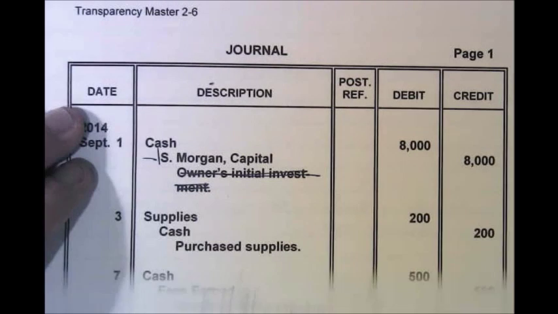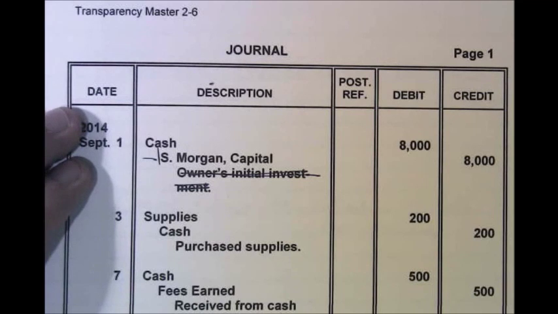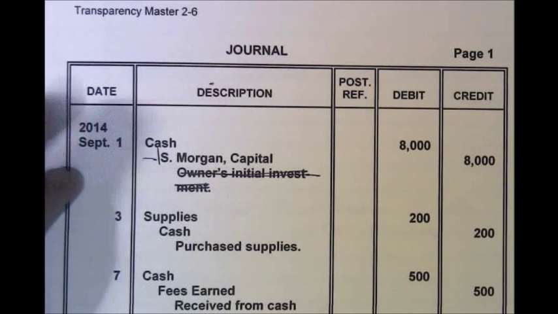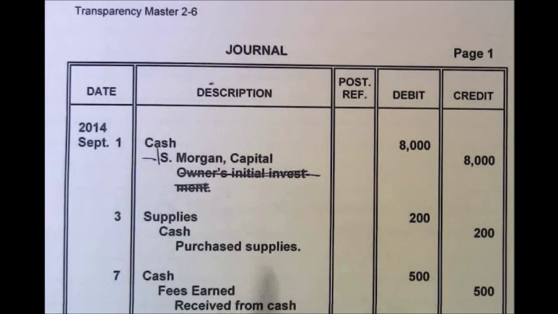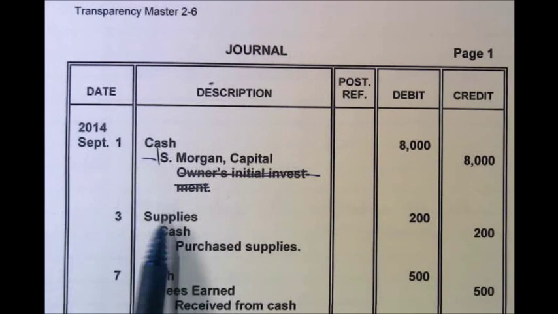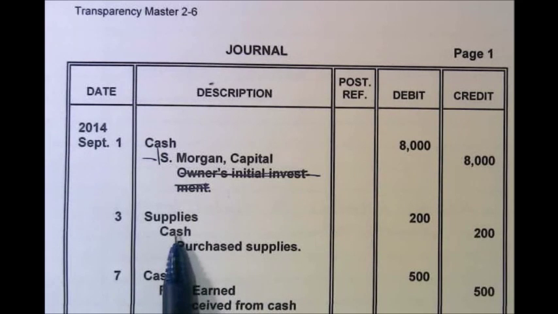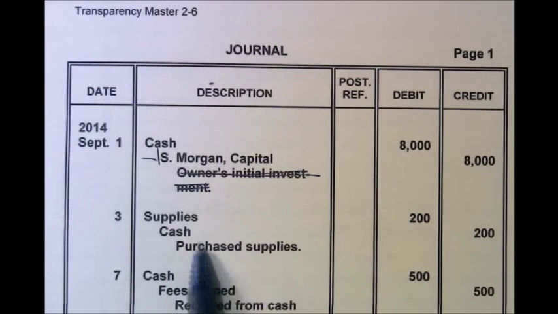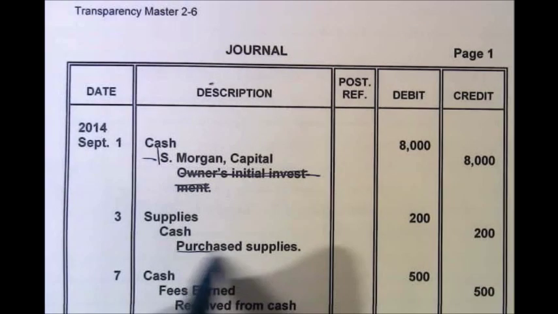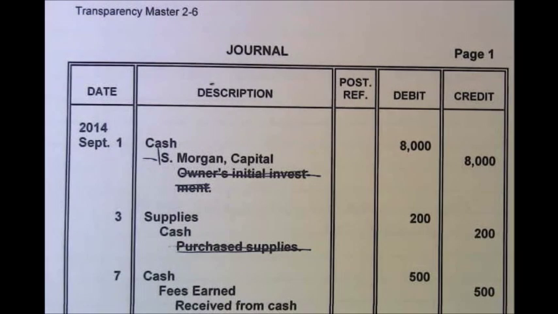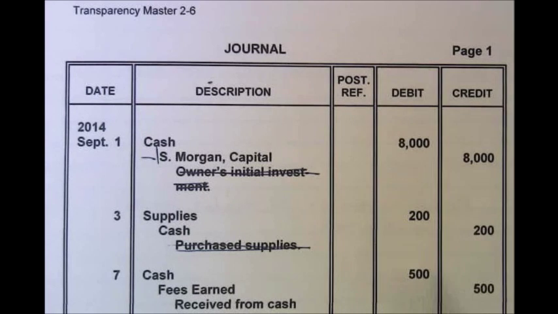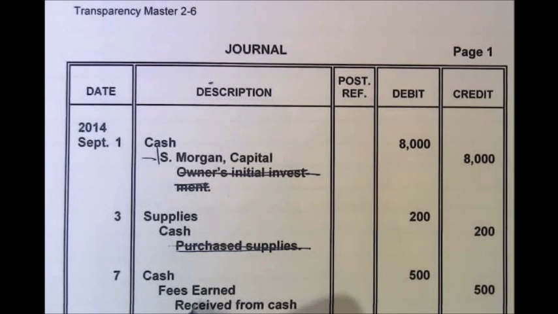If we look at a handful of transactions here, you can see they all follow the same format. The date, debits first, credits second. Here they purchase supplies for cash. Supplies goes up with a debit, cash goes down with a credit. And again, I don't care about the description. Cash and fees earned: we did work and we got paid right away. So what? We debit cash to make it go up.